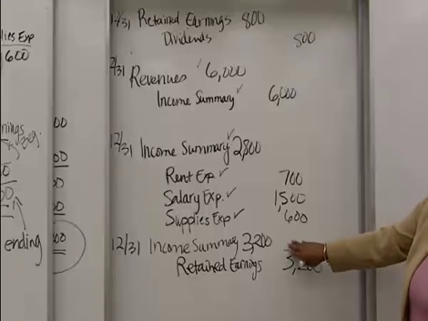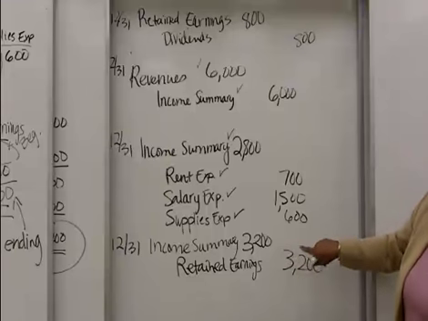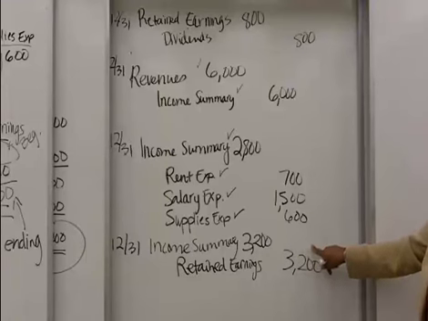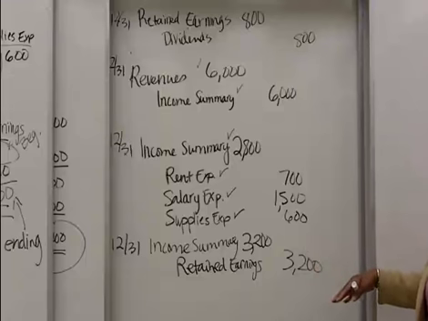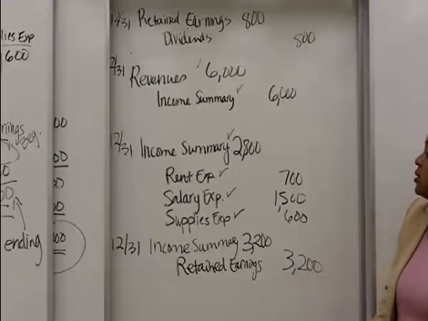And then you will summarize in the income summary account. And to do this journal entry, that closing of the income summary, you need to know the balance. Once you know the balance, then you can close it out to the retained earnings.